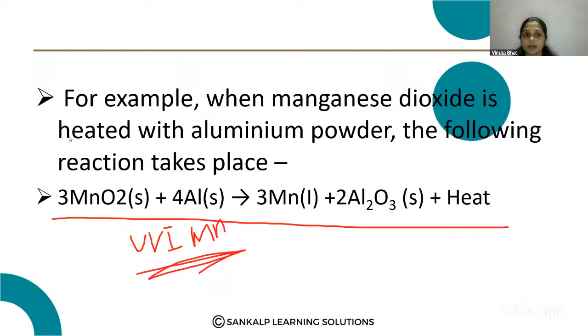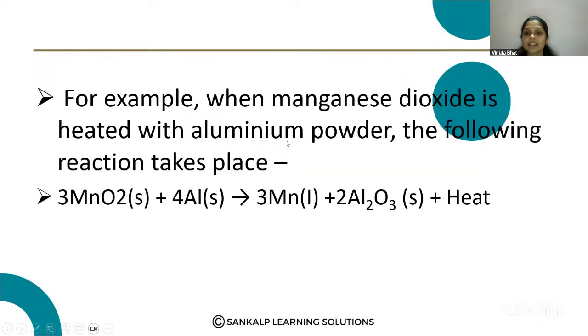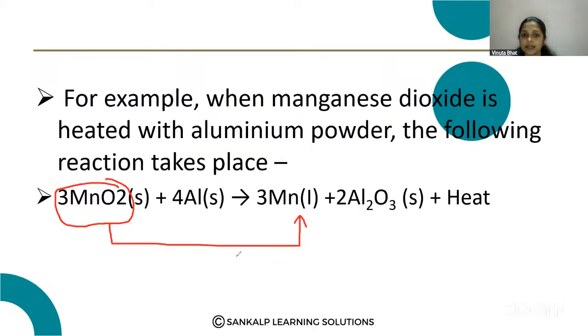Next thing is, here which one is oxidized and which one is reduced? Can you find out which one is oxidized and which one is reduced here? So MnO2, oxygen is present in the reactant and here oxygen is not there. So this is the reduction.